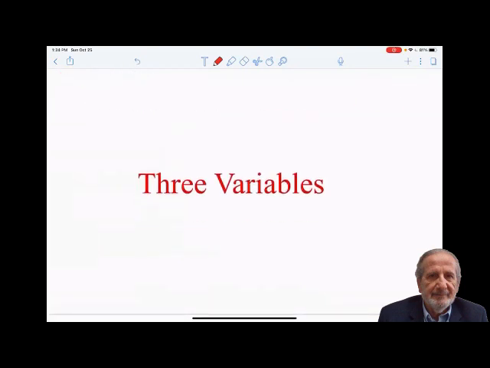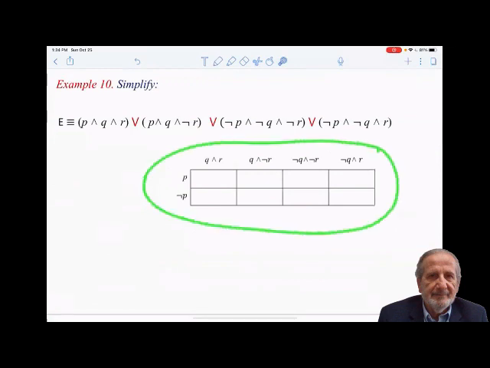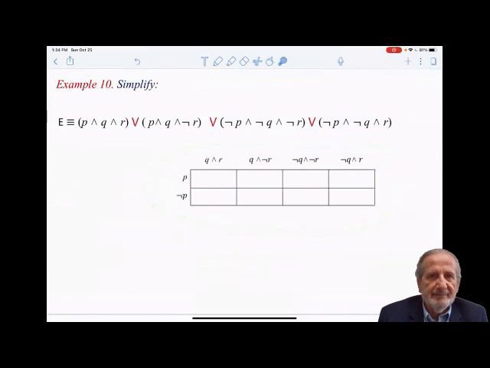Now let's look at three variables, a little bit more interesting. Here's an example. Now you create this table. You need to be careful here. Here, P, not P. Look at this, Q and R, Q and not R, change in only one variable. Q and not R, not Q and not R, change in only one variable. This one and this one, change in only one variable, only R changes, see? This one and this one also change in only one variable, which is Q, not Q.